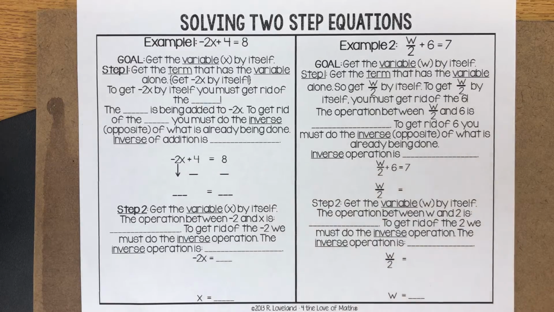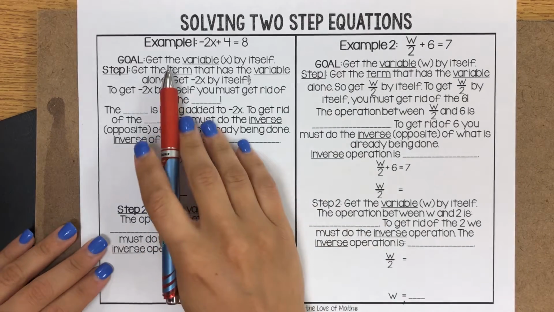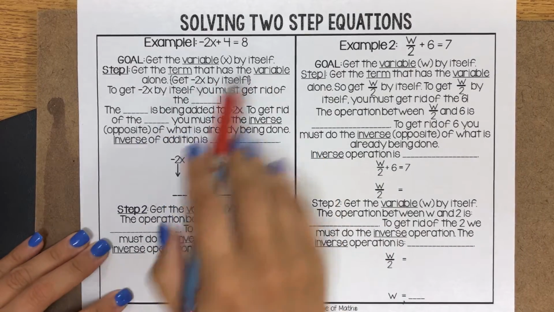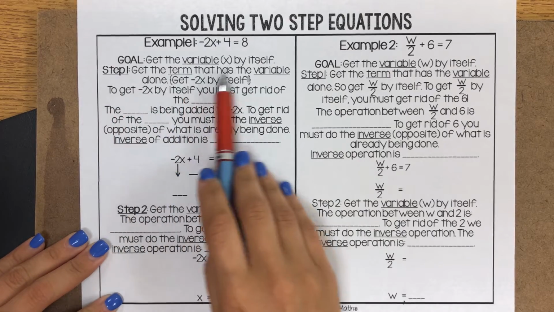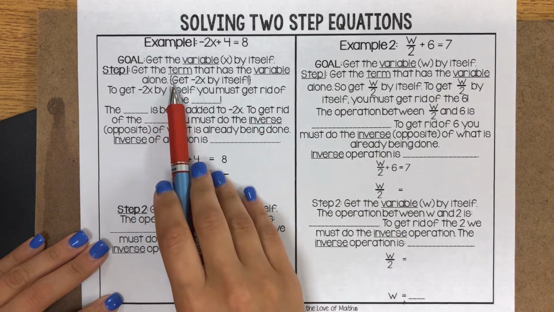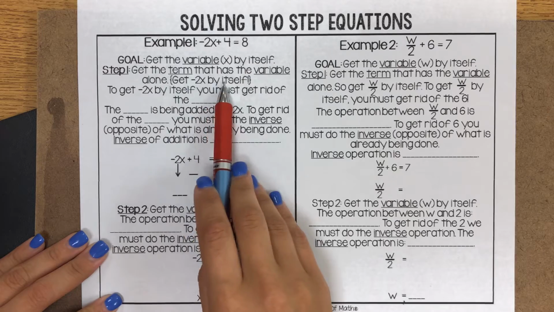Today we are solving two-step equations. That means that we have two full steps before we can get to our final answer. So our goal, once again, is to get the variable x by itself. In step one, we have to get the term that has the variable alone. So in this example, we need to get the negative 2x by itself.